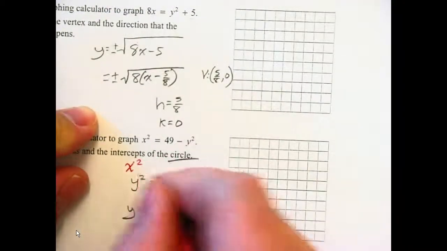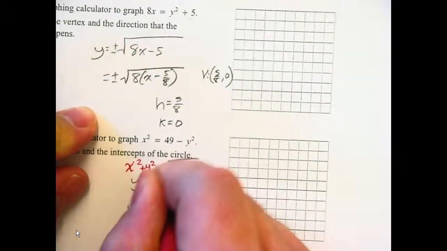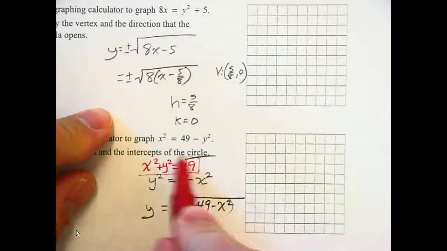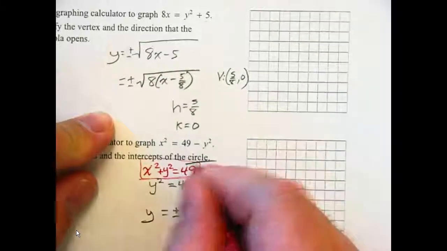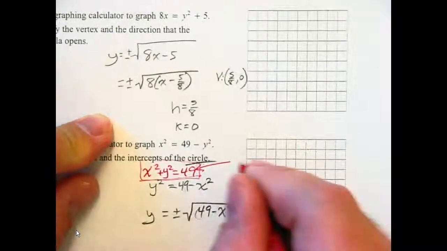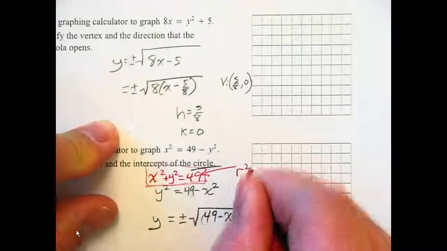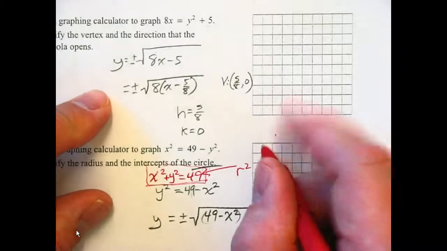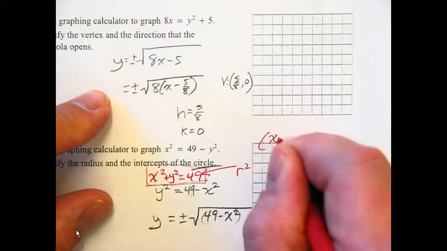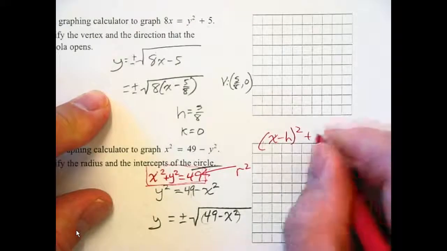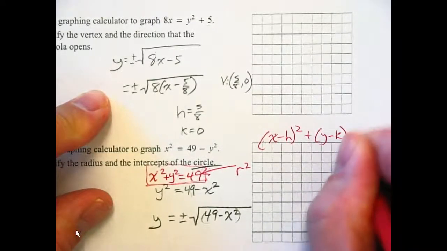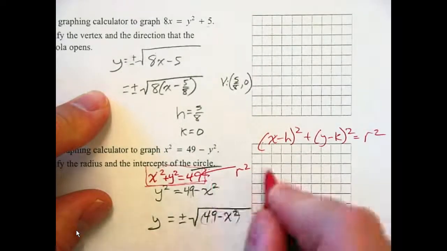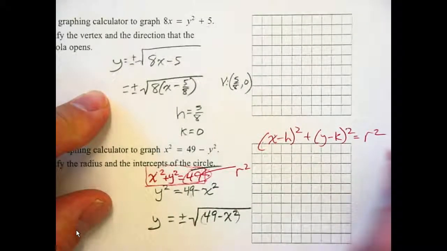Hey guys, just so you're aware, if you remember back to geometry, this is your equation of a circle, correct? And that last version is r squared. Remember the equation of a circle is x minus h quantity squared plus y minus k quantity squared equals r squared. In this case, my radius is that squared. So what is the radius? Radius equals 7.